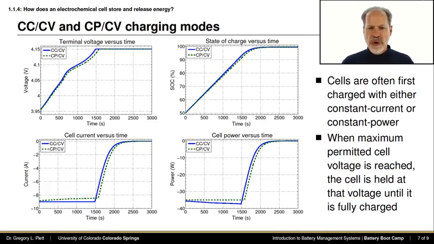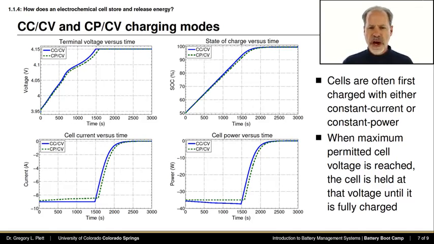If instead we do a constant power, constant voltage charging, we see that the current is slowly decreasing in magnitude during the constant power portion of the charge cycle, and that's shown by the green dashed line. And this is because power equals voltage times current. If power is constant and voltage is increasing, then current must be decreasing in magnitude.